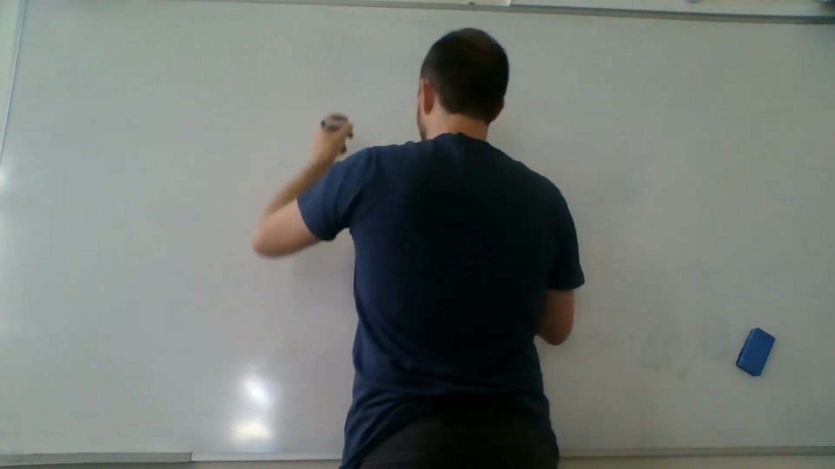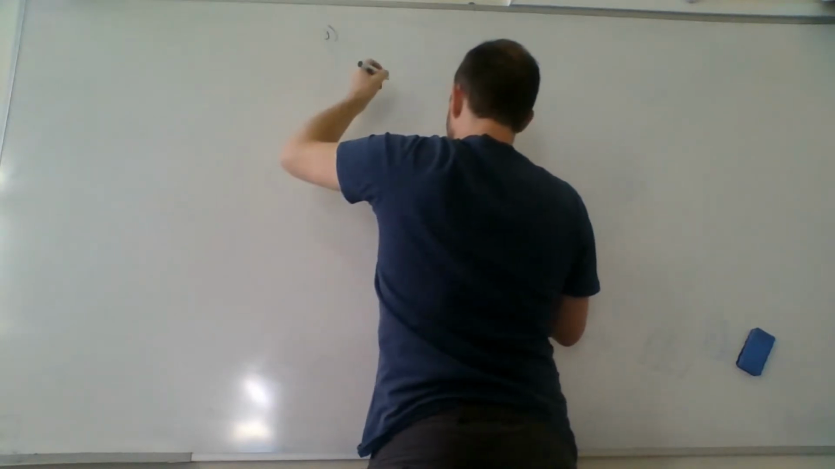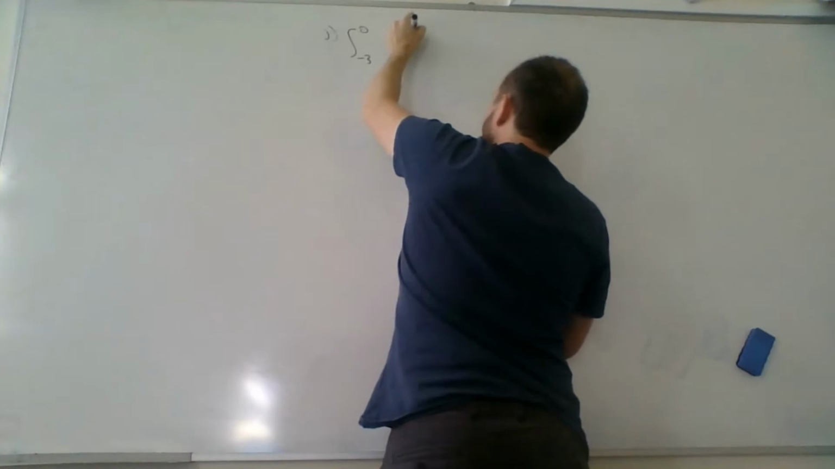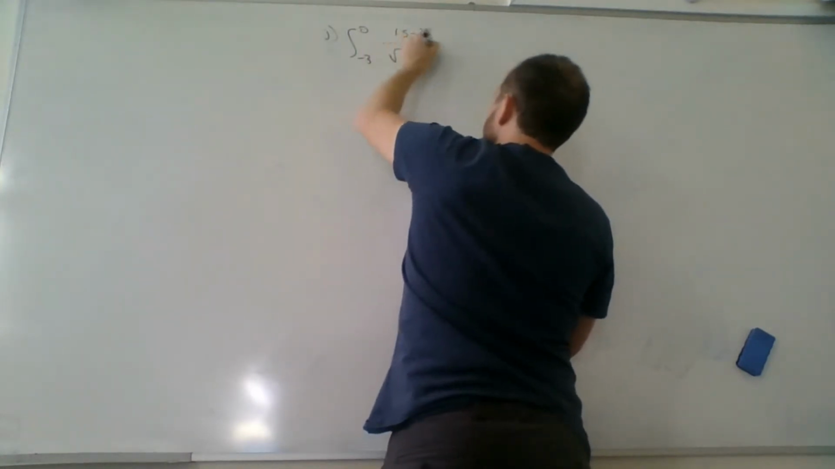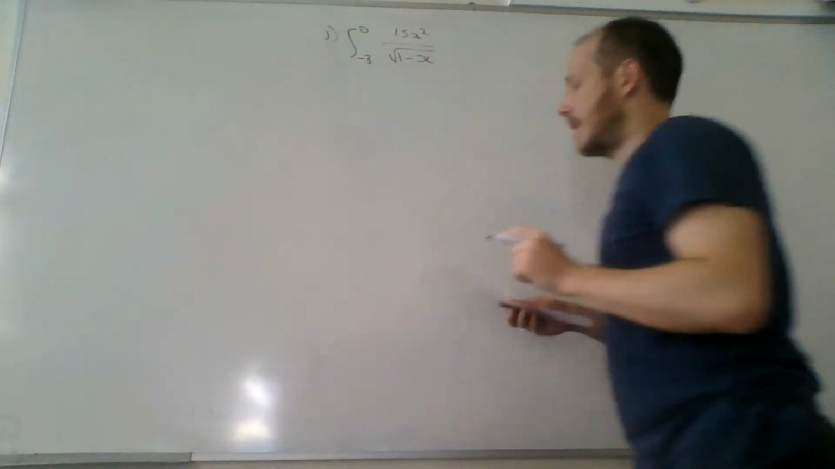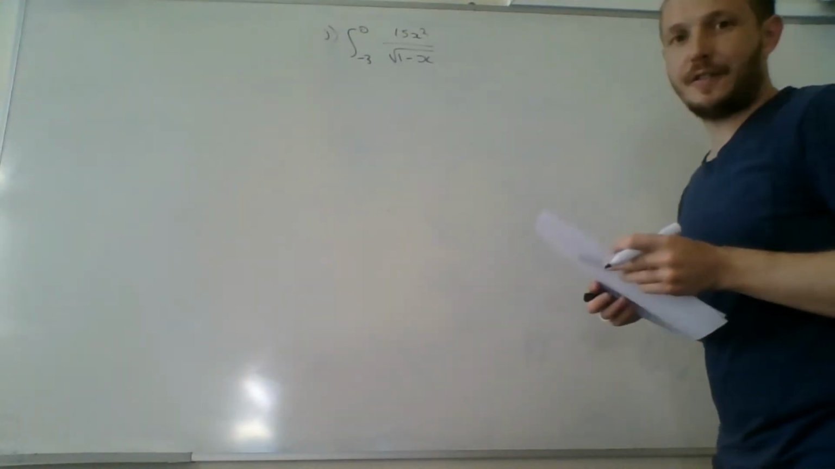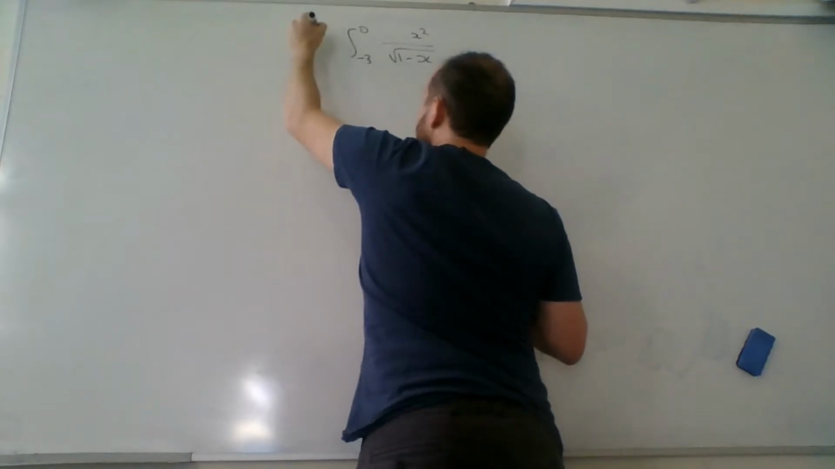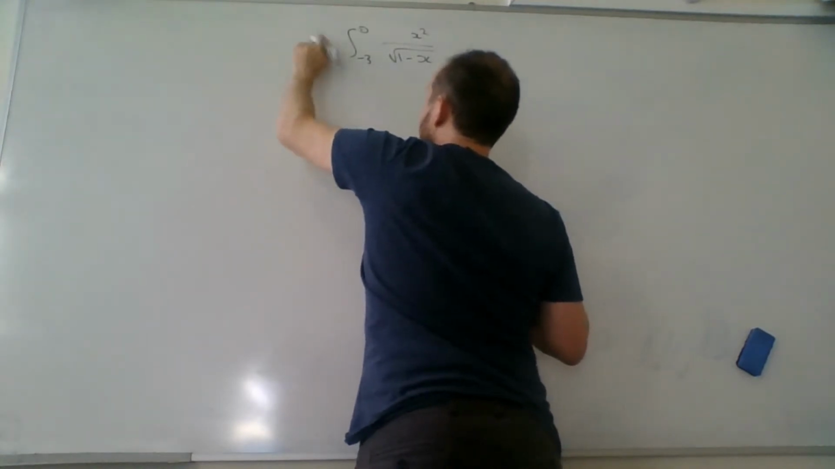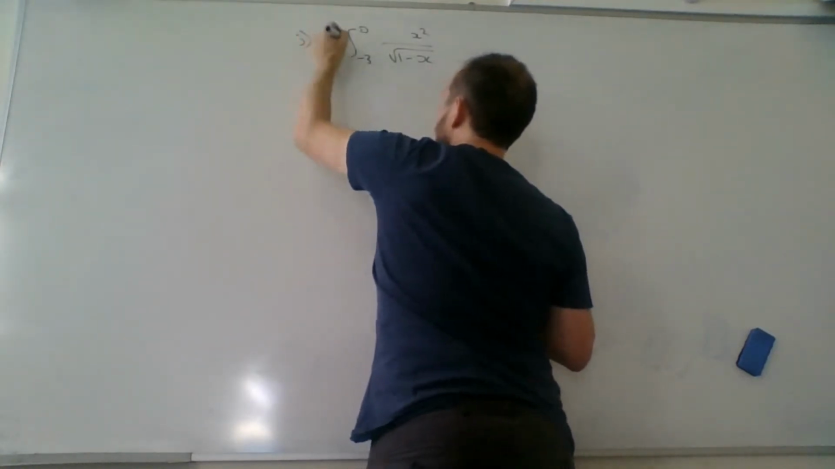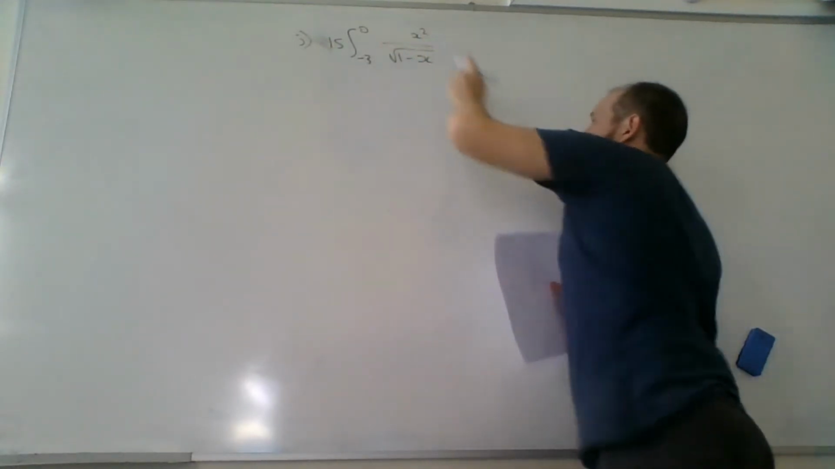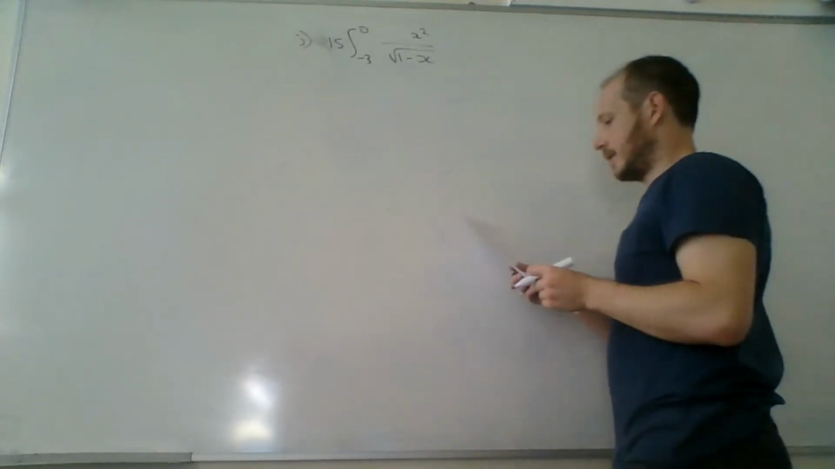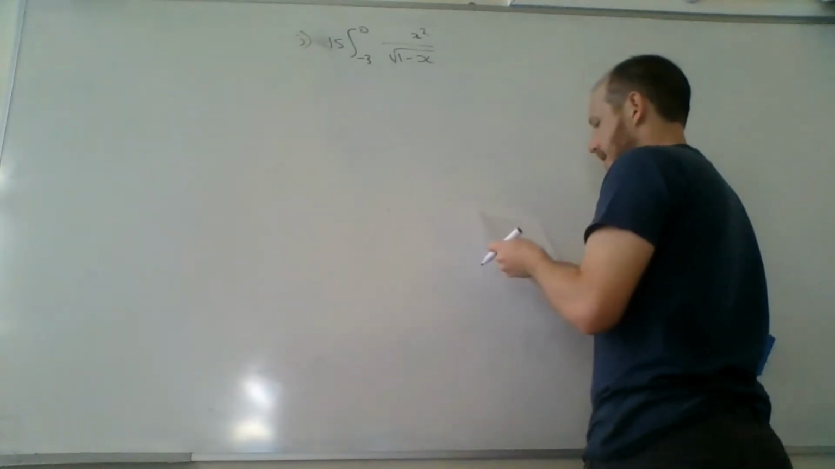Okay, so the next one we've got is j. Now this one's a little bit more complicated. So we've got the integral from -3 to 0 of 15x squared over the square root of 1 minus x. Now the first thing I'm going to do here is I'm just going to take the 15 straight out the front. Okay? So I'll just put the 15 out the front just to simplify our fractions here. Alright. Now you could leave it in, it doesn't make any difference.